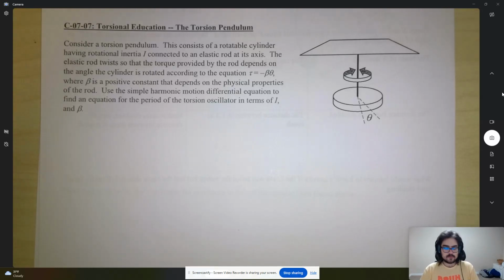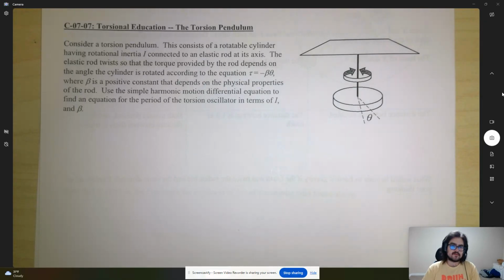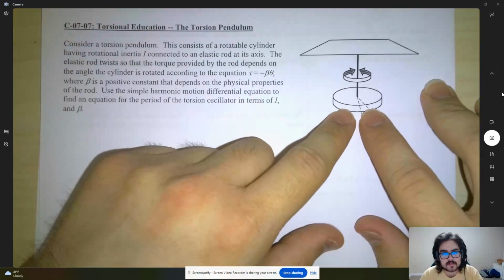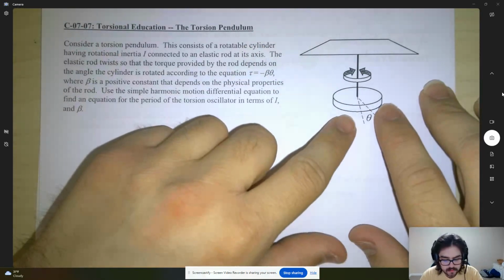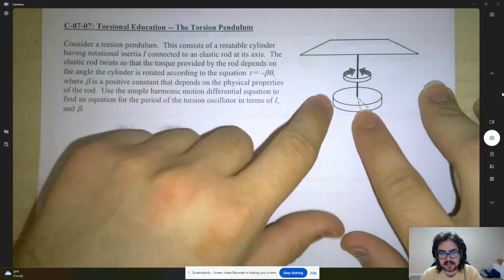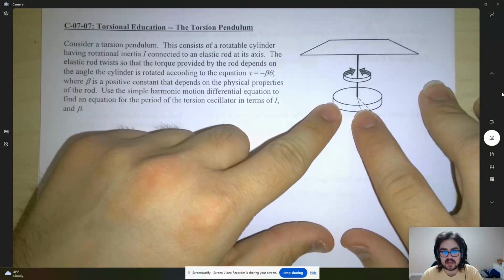All right. The torsion pendulum is actually way easier to do than the physical pendulum, believe it or not, even though the torsion pendulum is a very unusual kind of case. It looks kind of weird. Basically, normally pendulums swing side to side. This one doesn't really swing side to side. It rotates side to side.